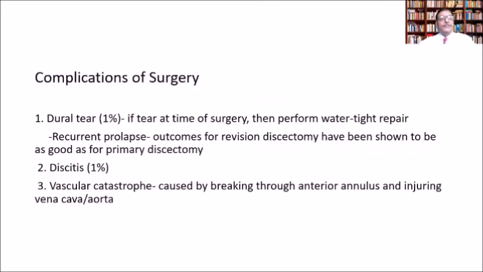The complications of the surgery can be dural tear, which occurs in 1% of surgical procedures. There can be a recurrent prolapse. There can be infection of the disc, which is called discitis, and rarely a vascular catastrophe caused by breaking through the anterior annulus and injuring either the vena cava or the aorta.